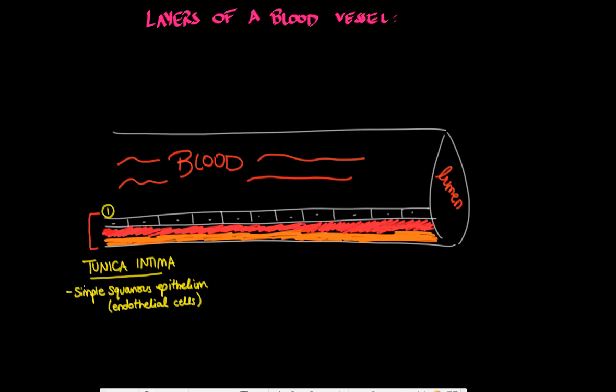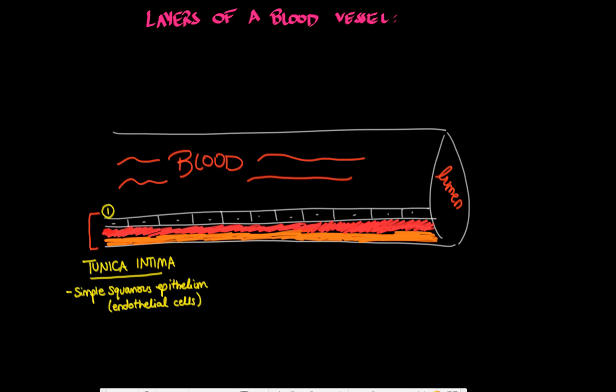Also, the tunica intima is the only layer that capillaries are going to be made up of. So the capillaries lack the other two layers of a typical blood vessel. And this simple squamous epithelium, this is basically what allows the exchange of gases, nutrients, and hormones across the capillary bed.